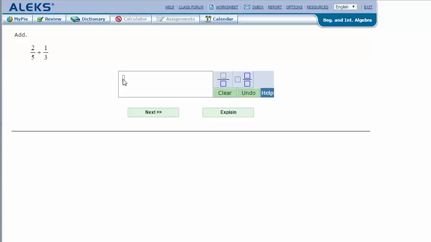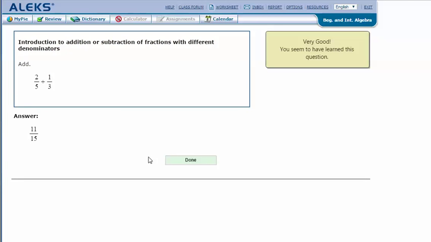In my ALEKS screen, I type the answer that I got in my notes, 11/15, and click Next. And it says that I got the correct answer.